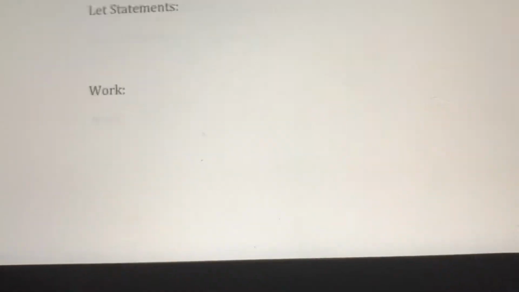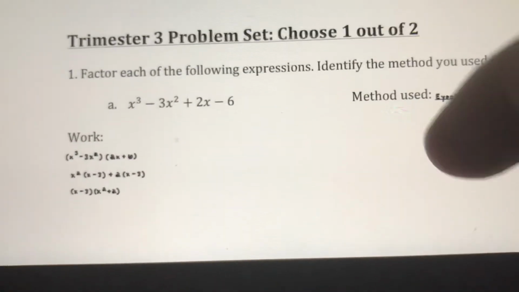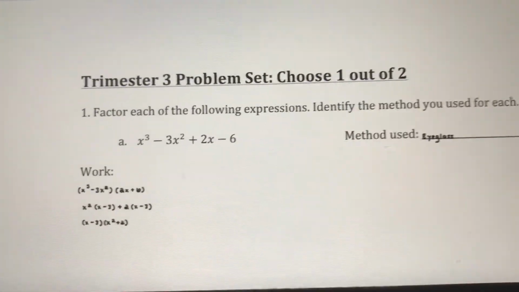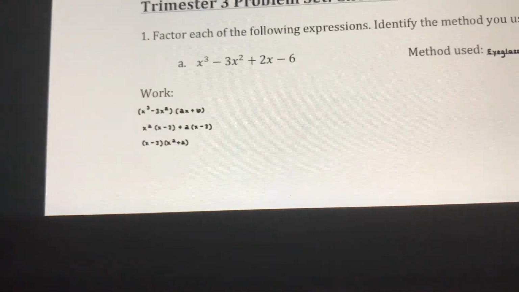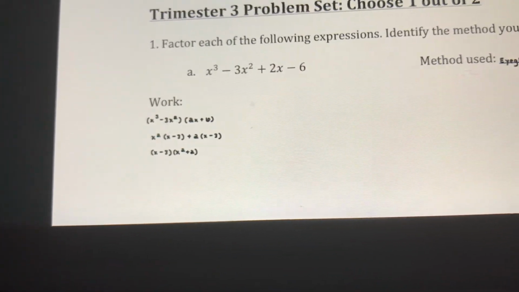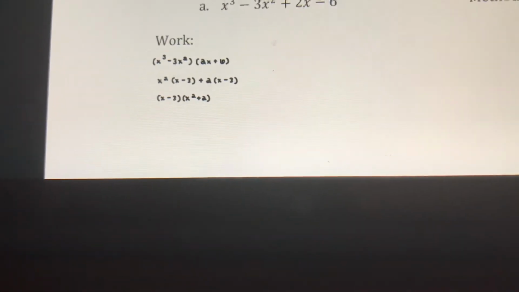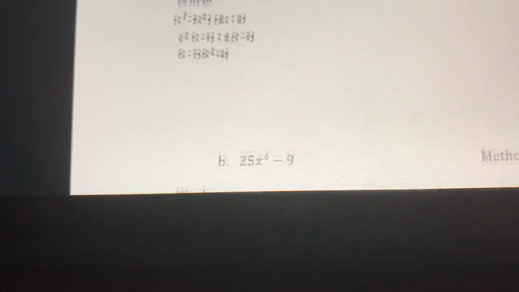The second problem that I did was the factoring problem. So for 1a, I used the eyeglass method. So first, you would have to form your double bubble. Then you would have to factor x squared and 2 to get, in parentheses, x minus 3, and then in parentheses, x squared plus 2.